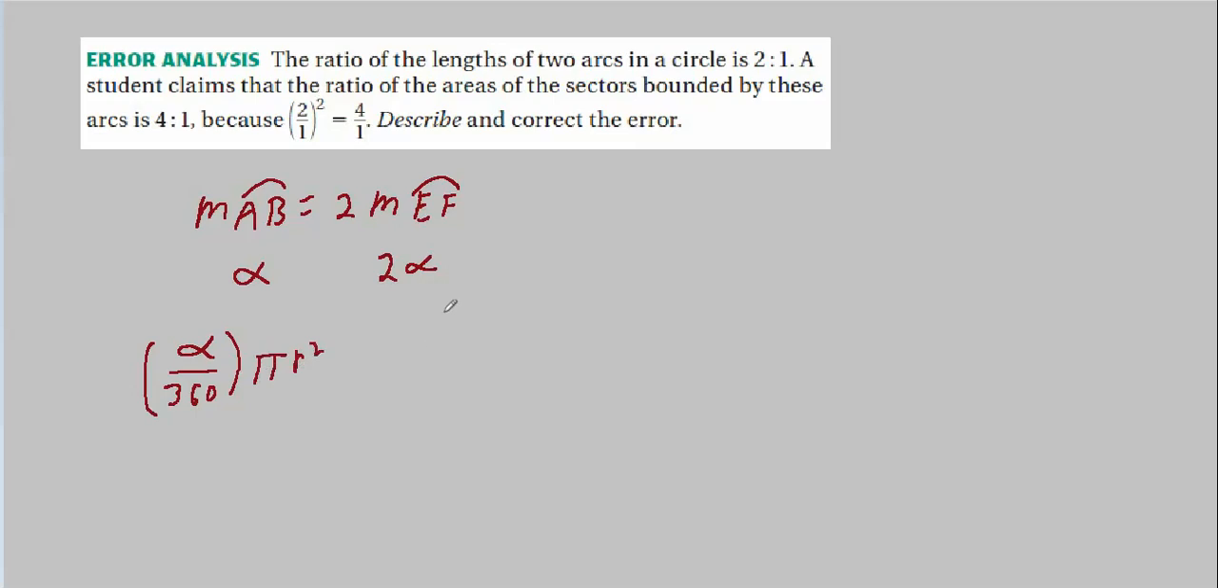So the area for this sector would have to be 2 alpha over 360 times pi r squared. If we take the ratios, in fact, just to make this super simple, why don't I pull out the 2? 2 times alpha over 360, I put it outside the parentheses, pi r squared.